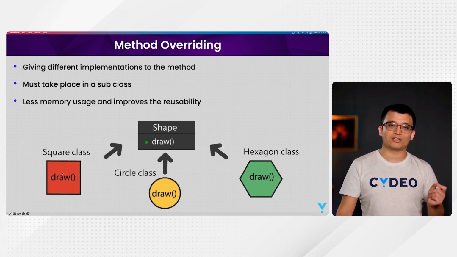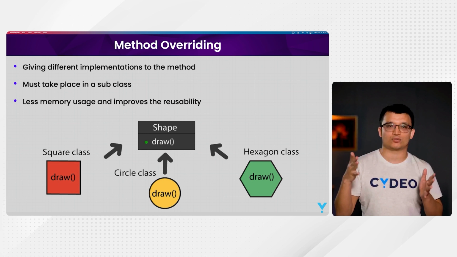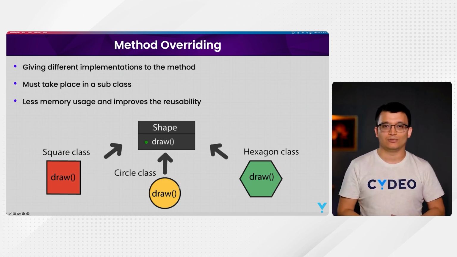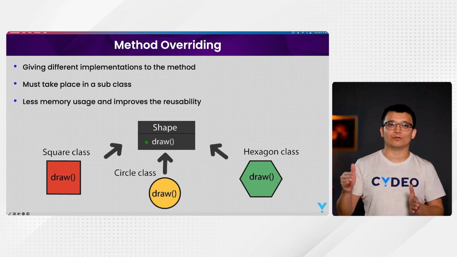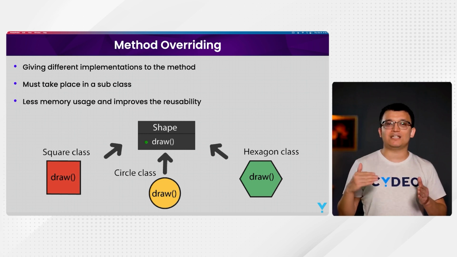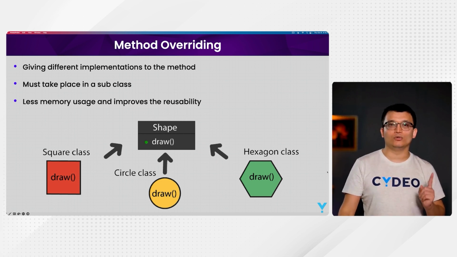So when I override it in the Square class, I will give the draw method an implementation that can draw me a square on the console. And when it comes to the Circle class, I can also override the draw method and let it display a circle. And I can also do the same for the remaining child classes of Shape. So you can give as many different implementations as you want, as long as there are enough subclasses. But at the end, there will only be one method that you created, which is this draw method.